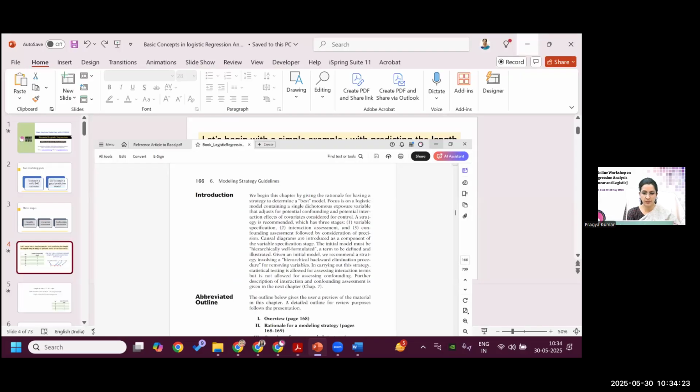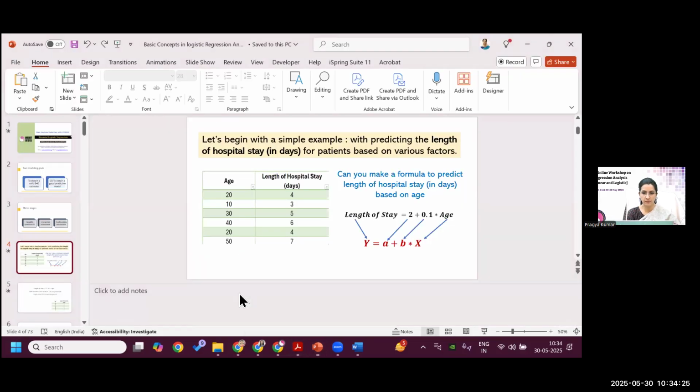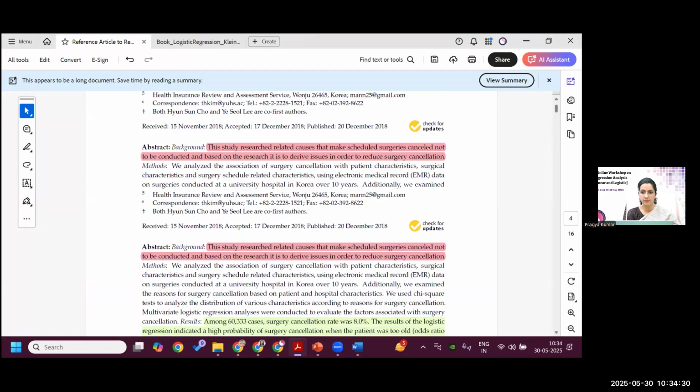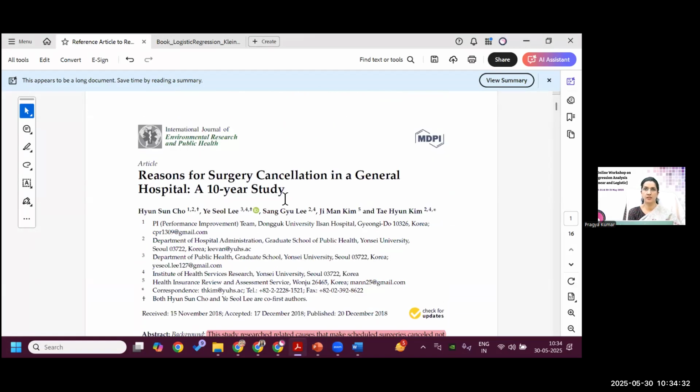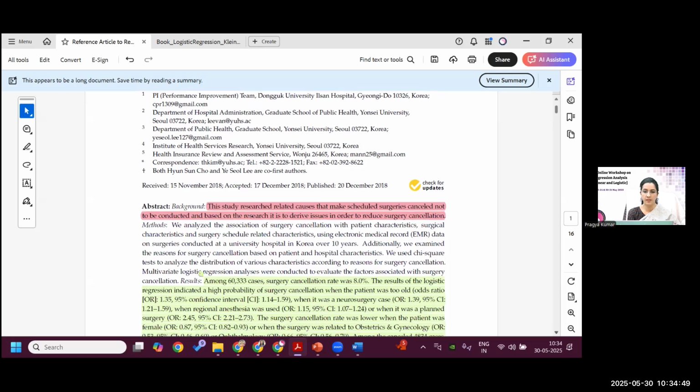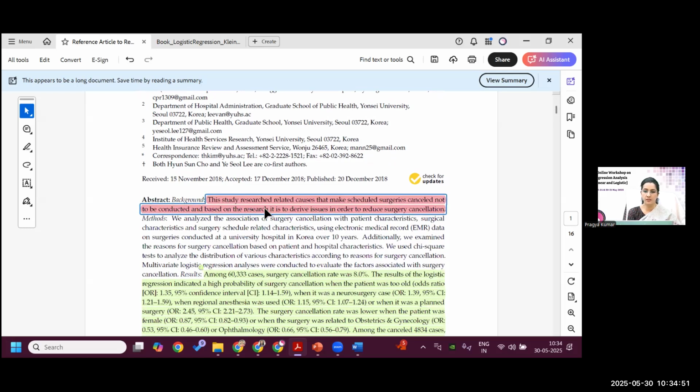Coming to the article per se. This was the article, Reason for Surgery Cancellation in a General Hospital, a 10-year study. This study was published in the International Journal of Environmental Research and Public Health, and the authors are Sun Cho and Seol Lee. They have done it on data. If you see the abstract, this study researches the causes that make scheduled surgeries cancelled.